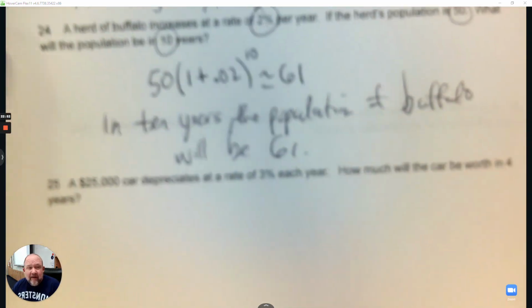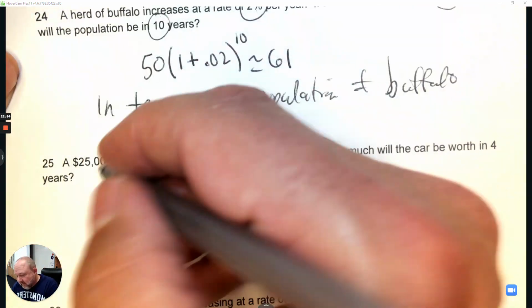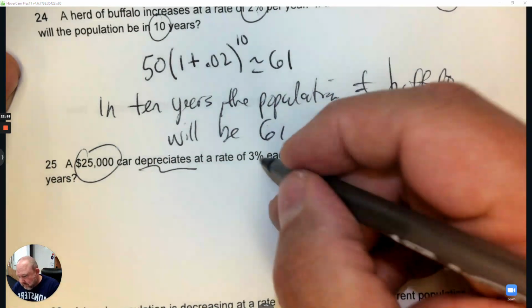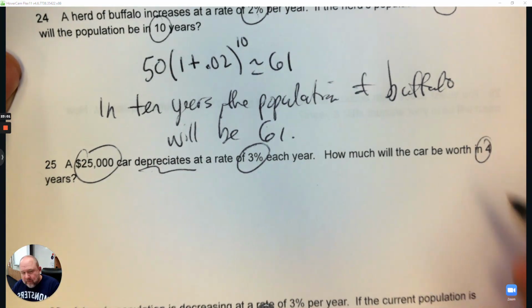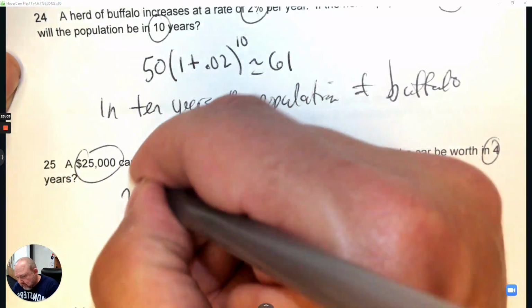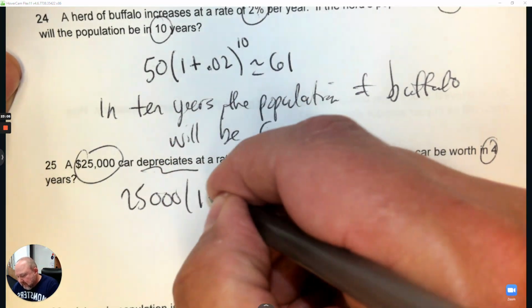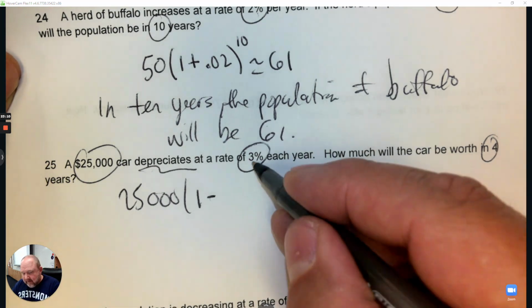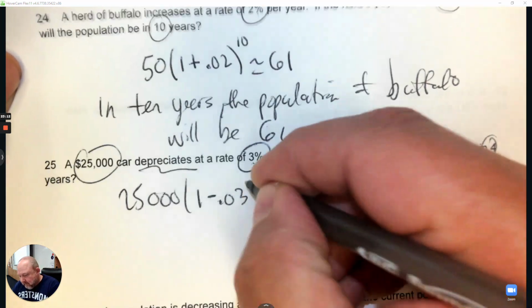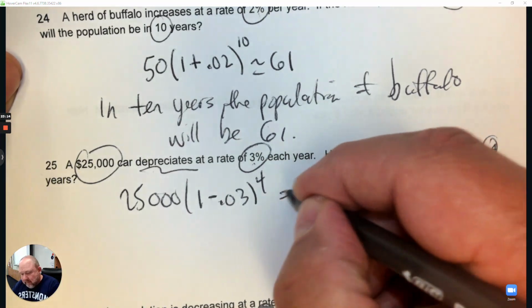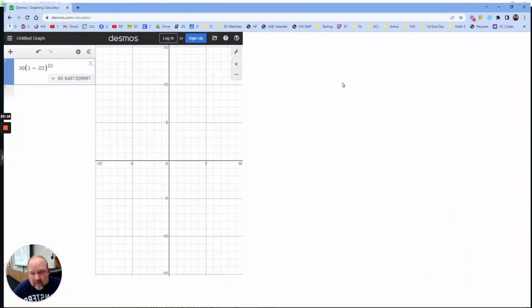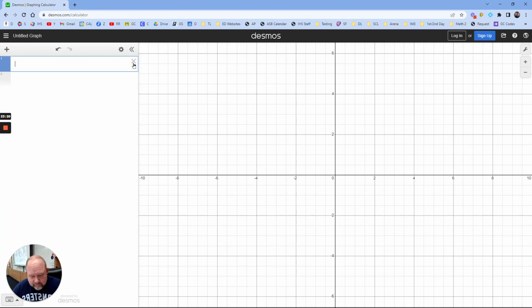All right, number 25. A $25,000 car depreciates. That means it goes down in value 3% per year. How much will it be worth in 4 years? So the formula, so it's 25,000. Now, because it's going down in value, we don't add, we subtract. And then the percent as a decimal, and then the years, which is 4, and then that will give me how much the car is worth. So again, at this step, we go to a calculator, Desmos.com, type in 25,000.